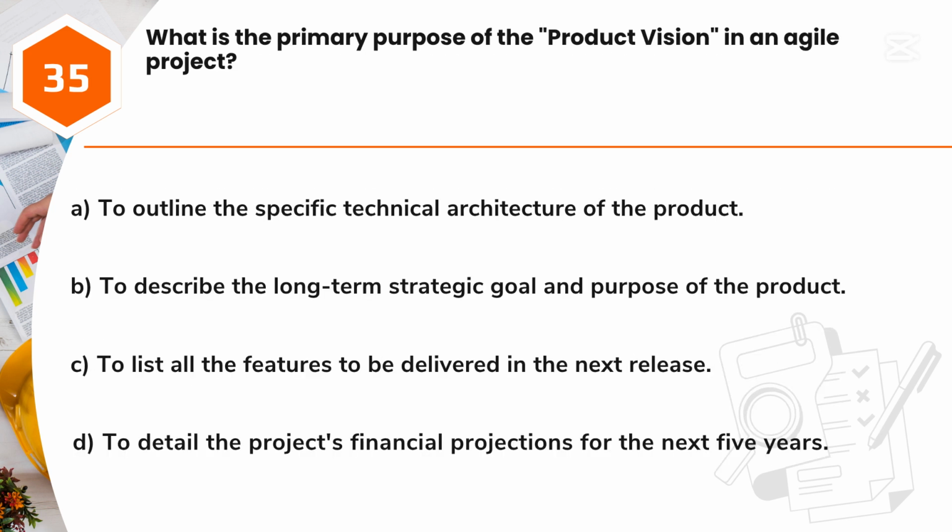Question 35. What is the primary purpose of the product vision in an Agile project? A. To outline the specific technical architecture of the product. B. To describe the long-term strategic goal and purpose of the product. C. To list all the features to be delivered in the next release. D. To detail the project's financial projections for the next 5 years.